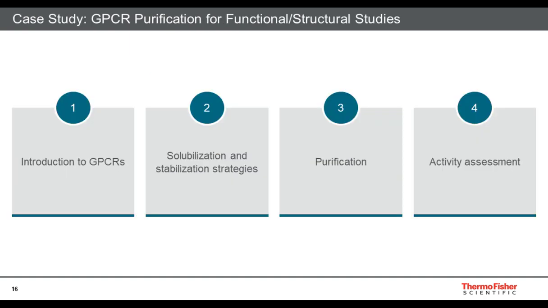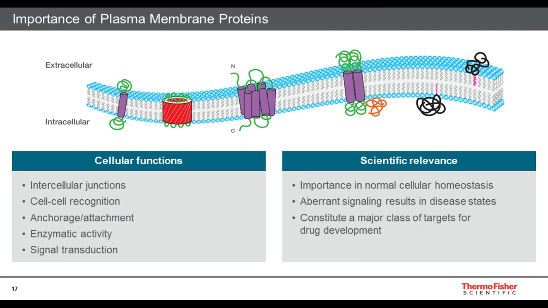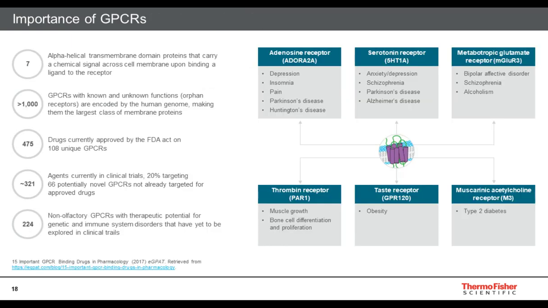So now we'll apply some of these fundamentals to solubilizing and purifying GPCRs to be used in downstream activity assays and cryo-EM structural studies. I probably don't need to tell many in this audience the importance of membrane proteins, but as is listed here, they're involved in a variety of cellular functions, ranging from intercellular junctions to cell-cell recognition, cell attachment, enzymatic activity, and signal transduction. And thus they are critical for normal cell homeostasis, and any aberrant signaling can have serious consequences and manifest as a variety of disease states.